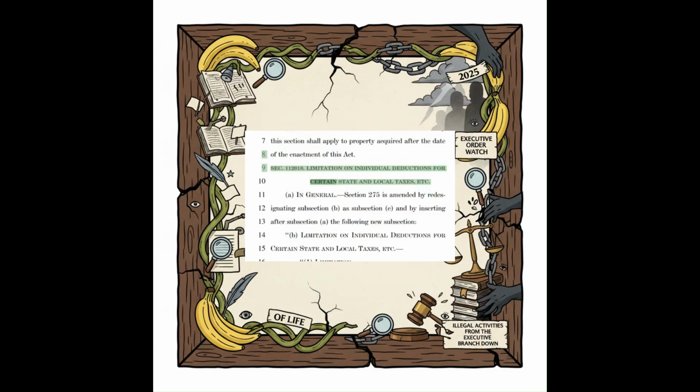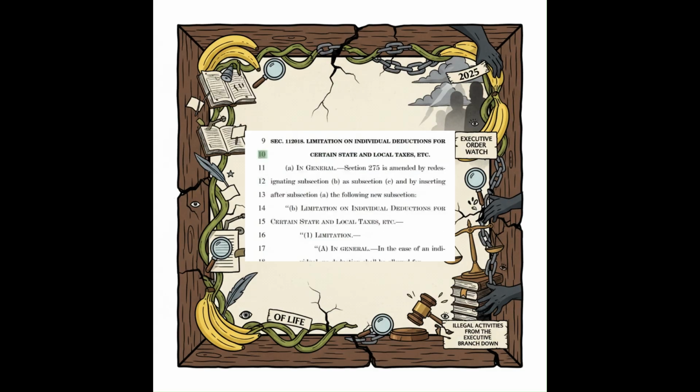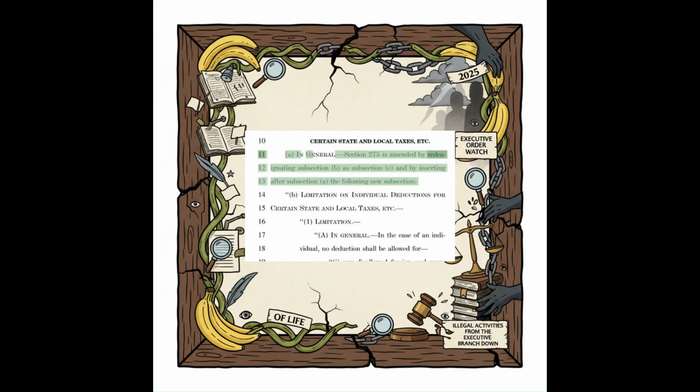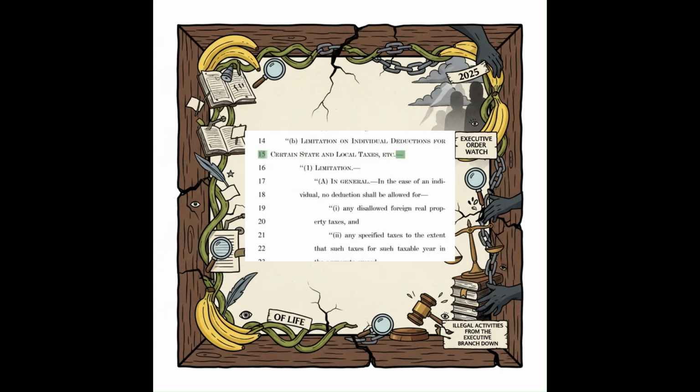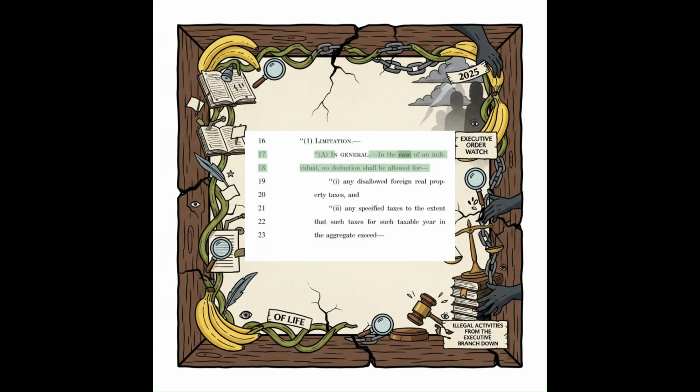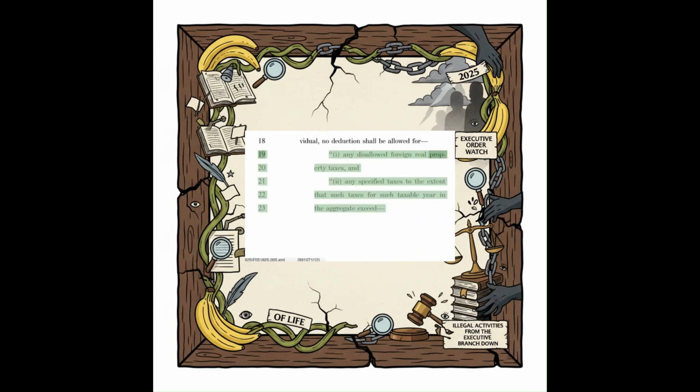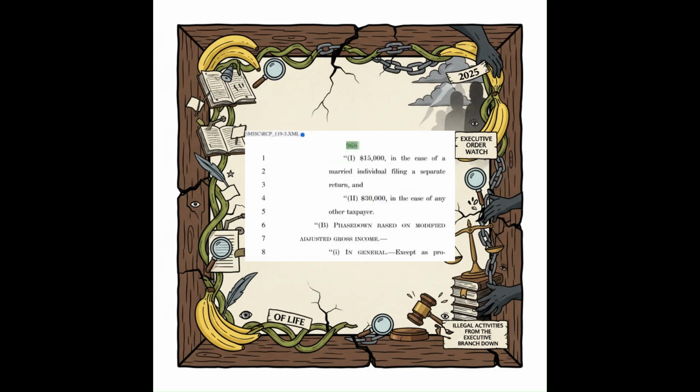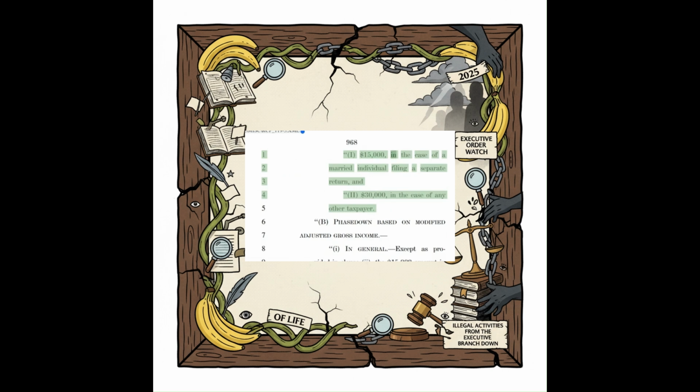Sec. 112018. Limitation on individual deductions for certain state and local taxes, etc. Section 275 is amended by redesignating subsection as subsection and by inserting after subsection the following new subsection: In the case of an individual, no deduction shall be allowed for any disallowed foreign real property taxes, and any specified taxes to the extent that such taxes for such taxable year in the aggregate exceed $15,000 in the case of a married individual filing a separate return, and $30,000 in the case of any other taxpayer.